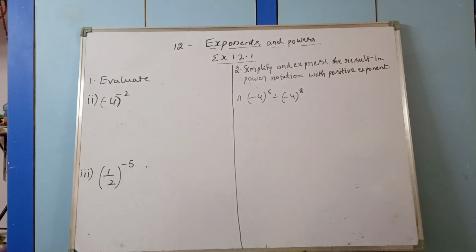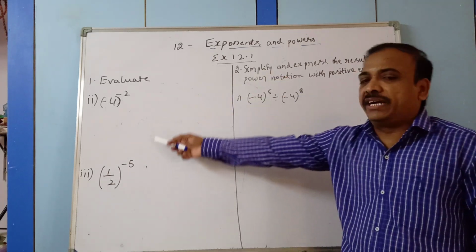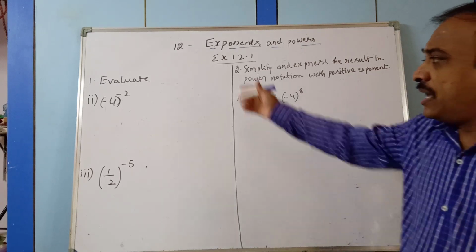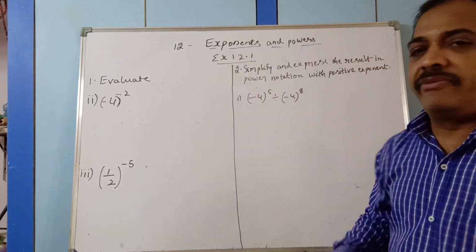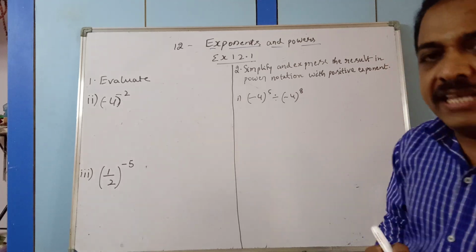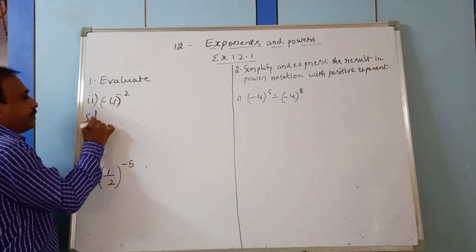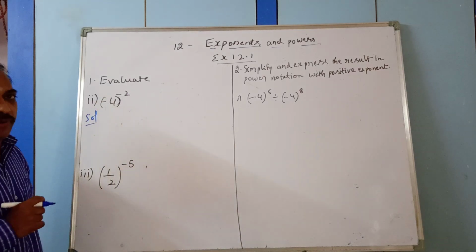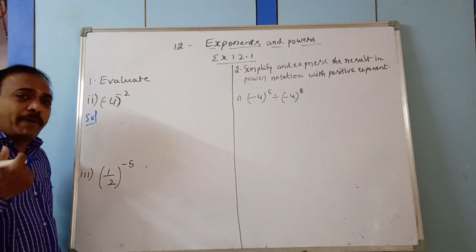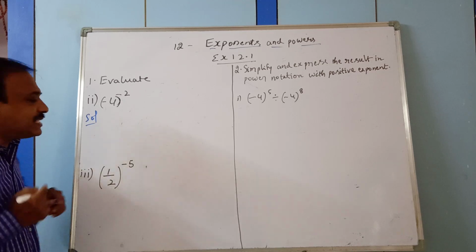Now exercise 12.1, evaluate. You have to evaluate and find the answer. The second question, the first two bits I wrote on the board. Evaluate minus 4 whole to the power minus 2, and the third one, 1 by 2 whole to the power minus 5. Look at this. When it comes to minus 4 whole to the power minus 2, if the power is negative, what will you do? You have to convert the power to positive.